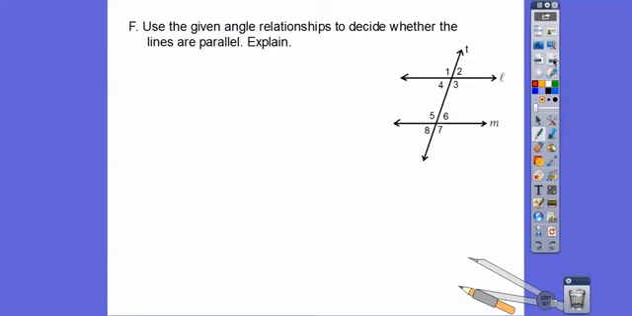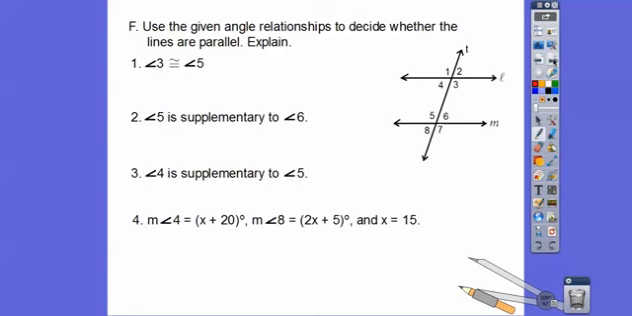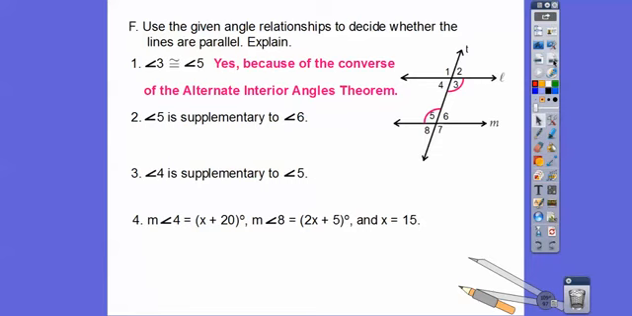Okay, so same picture as before. Use the given angle relationship to tell whether the lines are parallel and explain. Okay, so here we've got 1, 2, 3, 4. Okay, so if 3 and 5 are congruent, let's look at 3 and 5. If they're congruent, those are alternate interior angles, and if they're congruent, then yes, the lines are parallel. Alternate interior angles theorem, or the converse of it. Sorry, you can just write alternate interior angles. If the alternate interior angles are congruent, then the lines are parallel.